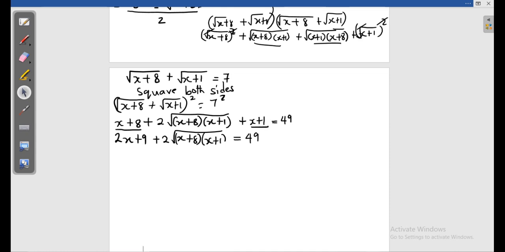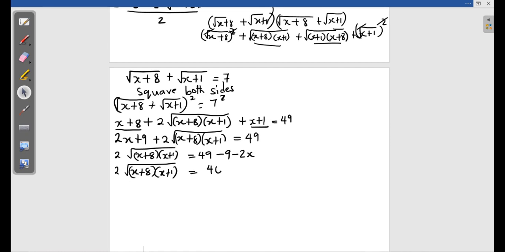Because we're trying to solve for the roots, we can try to take 2x plus 9 to the other side so that we can have 2 then square root of x plus 8 times x plus 1 equals 49 minus 9 minus 2x, and that gives us 2 square root of x plus 8 times x plus 1 equals 40 minus 2x, which takes us to how the first example we did above looks like.